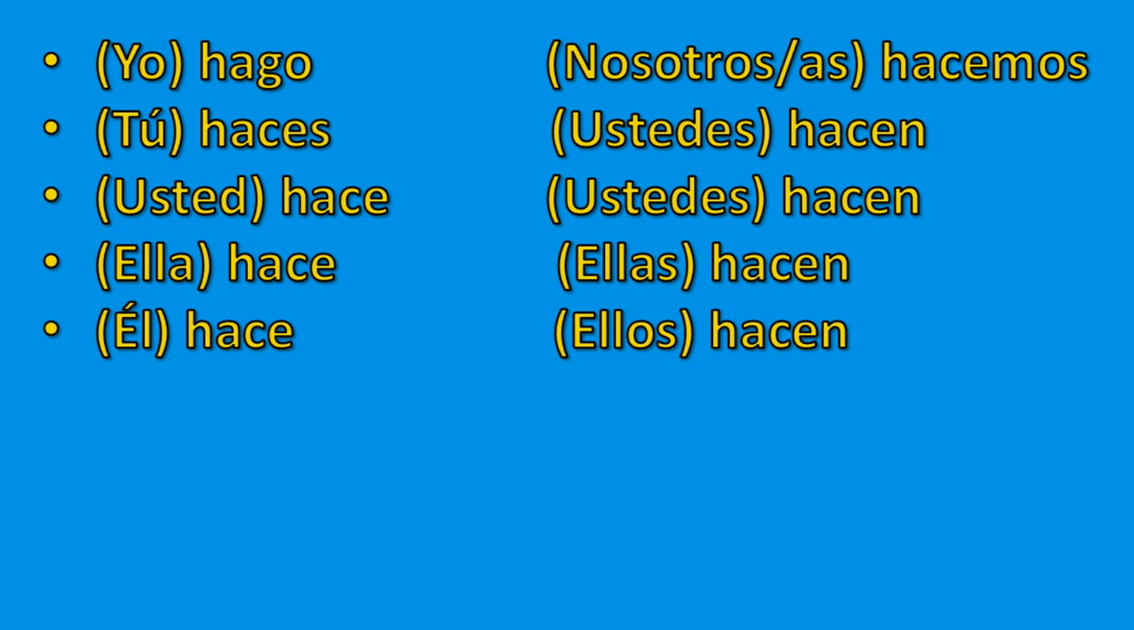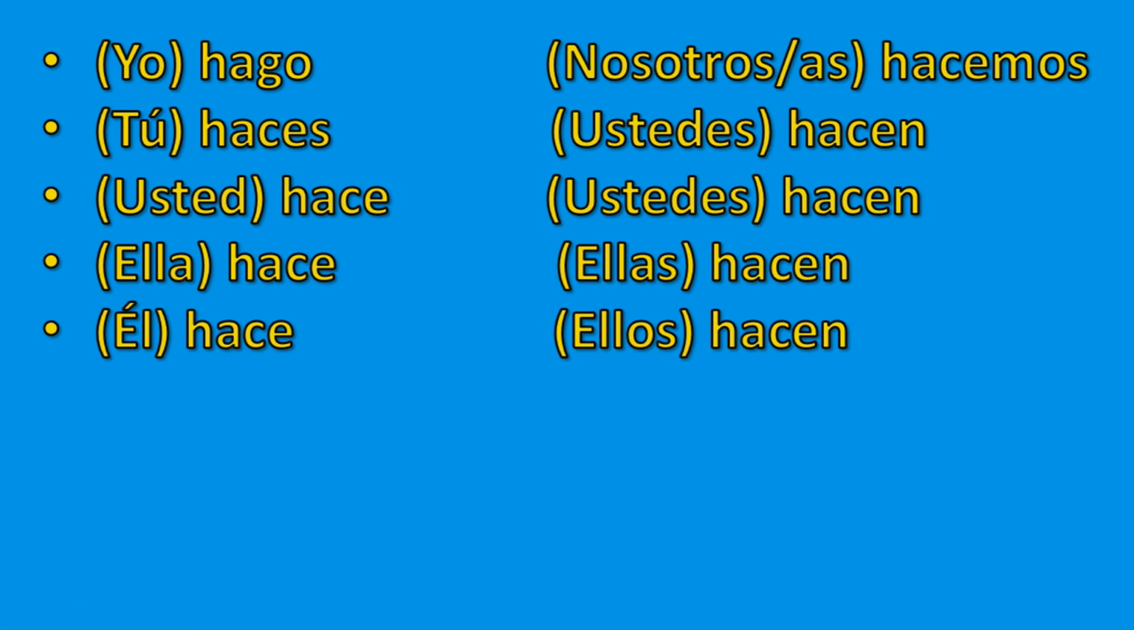Okay, and here we have the first conjugation, yo hago, which is translated as I do or I make, tú haces, you do or you make, usted hace, you do or you make, but remember that in this case, I am talking to a person and I want to be very formal with this person, okay? Ella hace, she does or she makes. Él hace, he does or he makes, or it does or it makes. Nosotros hacemos, we do or we make, or nosotras hacemos, we do or we make.